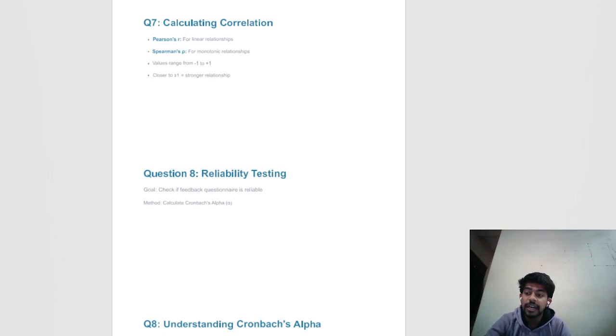Let's see question 8. Question 8 introduces Cronbach's alpha, which measures the internal consistency of our feedback questionnaire. This tells us whether all items in the questionnaire are measuring the same underlying construct. It's a crucial reliability measure that determines if our instrument is consistently measuring what we intend it to measure using a covariance based calculation.